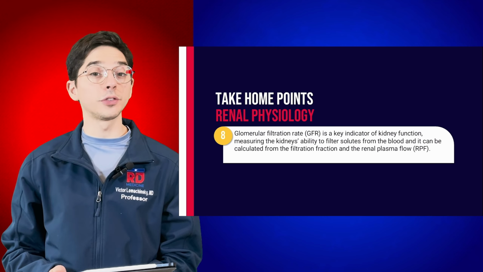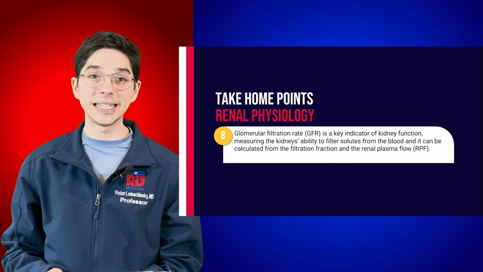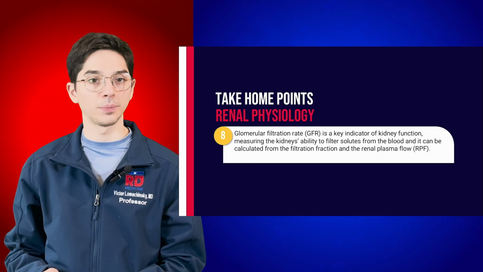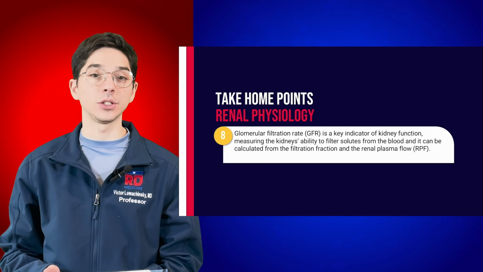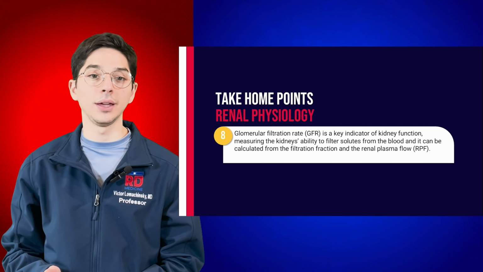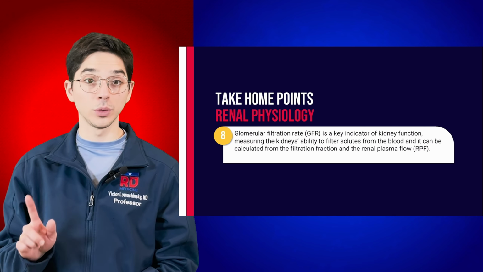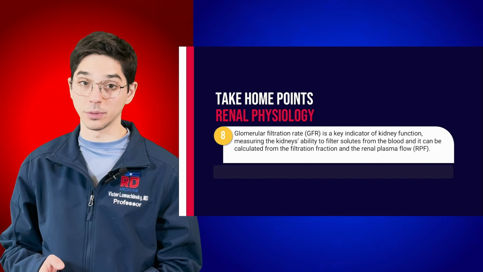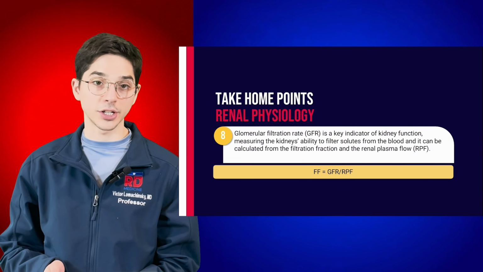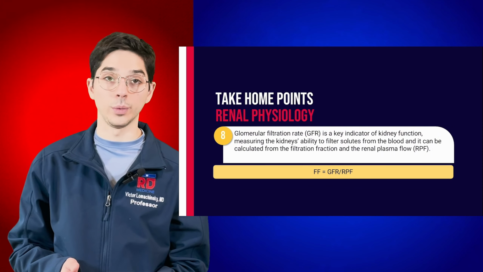Glomerular filtration rate, or GFR, that's a key indicator of kidney function. It measures the kidney's ability to filter solutes from the blood, and it can be calculated from the filtration fraction of the renal plasma flow. Filtration fraction equals GFR divided by renal plasma flow.